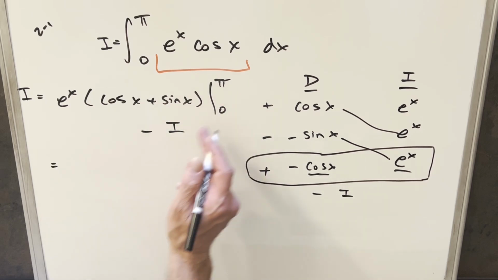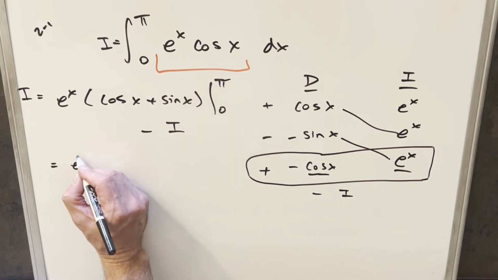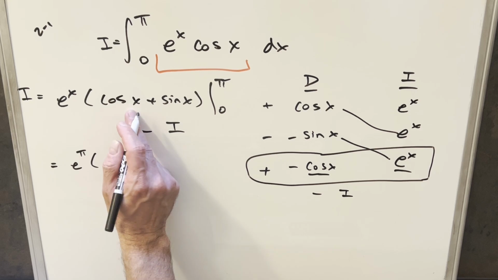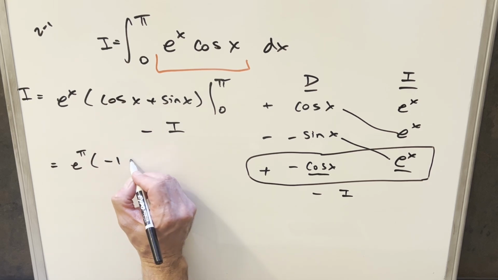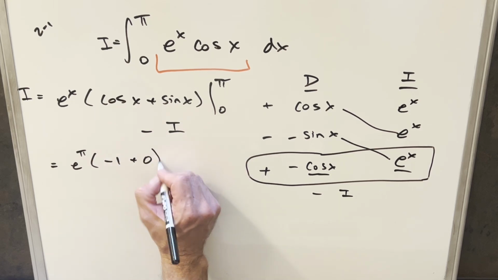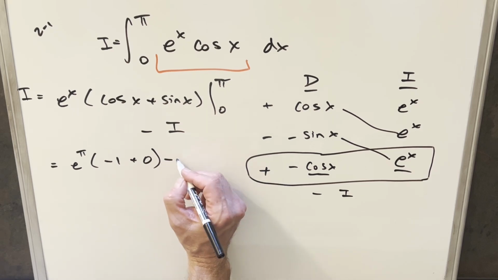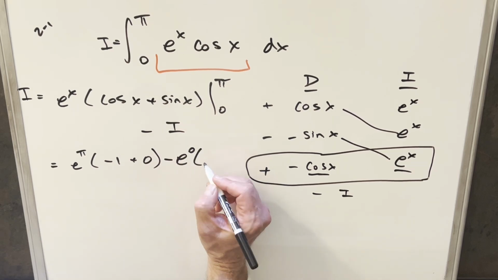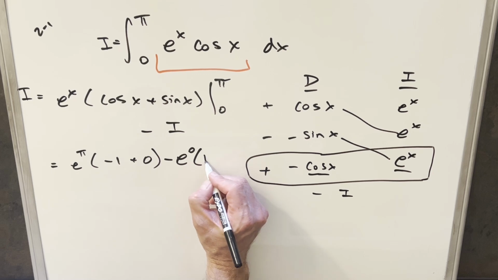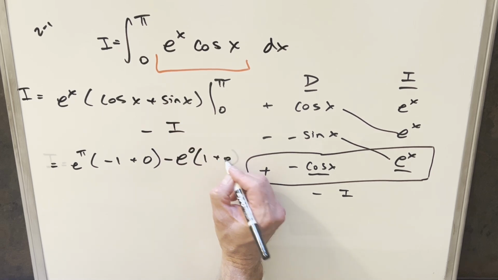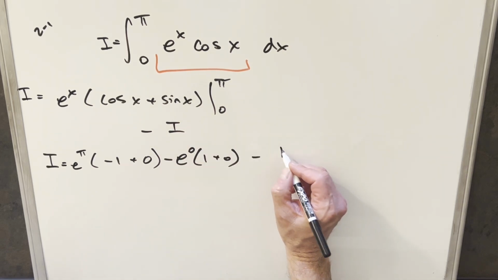So first, evaluating at pi, we're going to get an e to the pi in front. Cosine of pi is minus 1 plus sine of pi, that's just 0. So that's nice. And then we'll evaluate at 0. What we're going to have is e to the 0, which is just 1. Cosine of 0 is 1, and sine of 0 is just 0. And again, we're just going to have this minus I at the end.